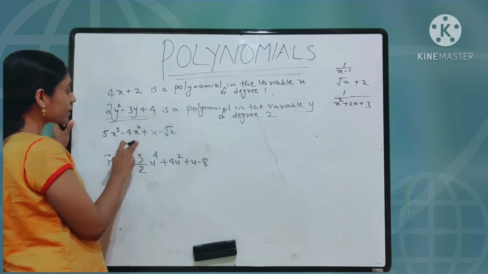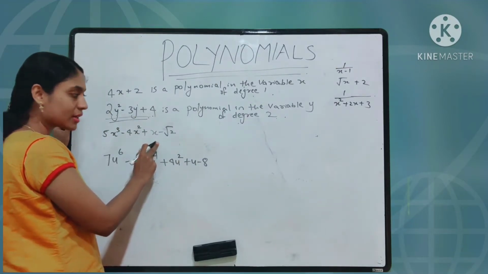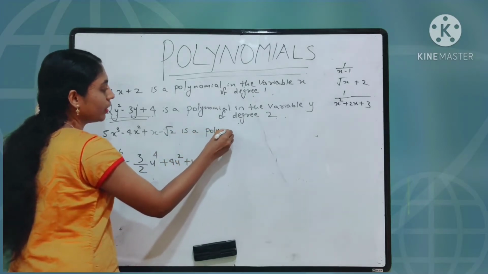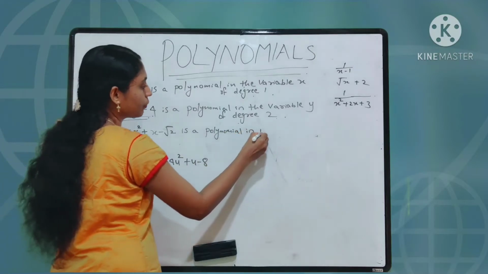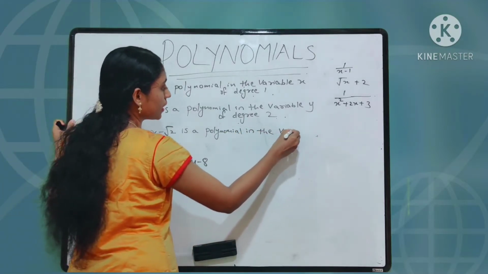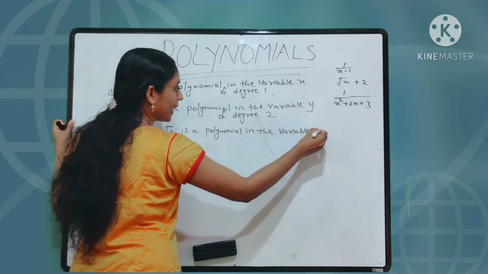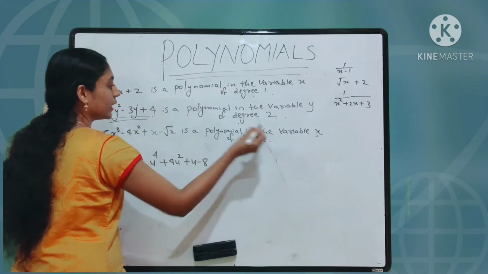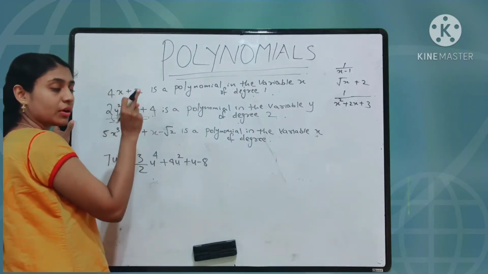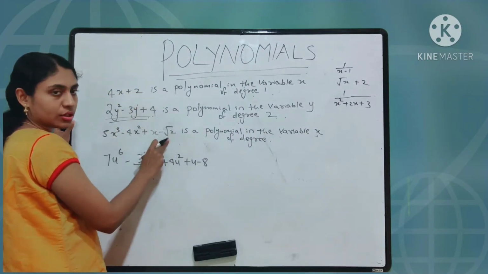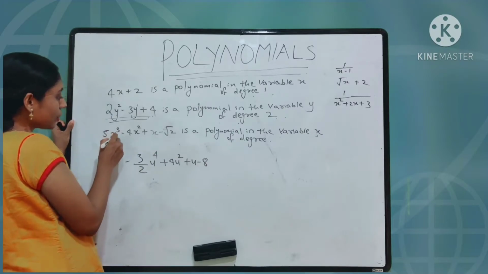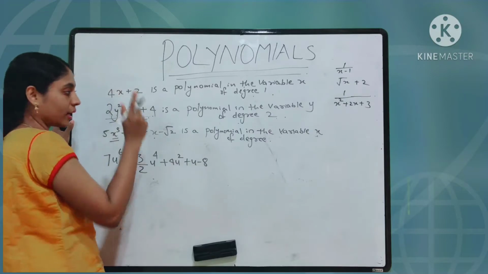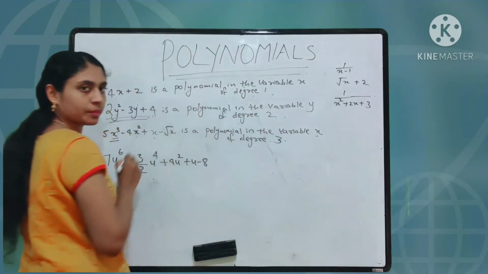And what about 5x cube minus 4x square plus x minus root 2? This is also an example of a polynomial in the variable again x, right? Of degree. What is the degree here? Degree means the highest power of x in this polynomial. So which is the highest power of x? x cube compared to x square and x. The highest power is x raised to 3, right? So of degree 3. Got it?